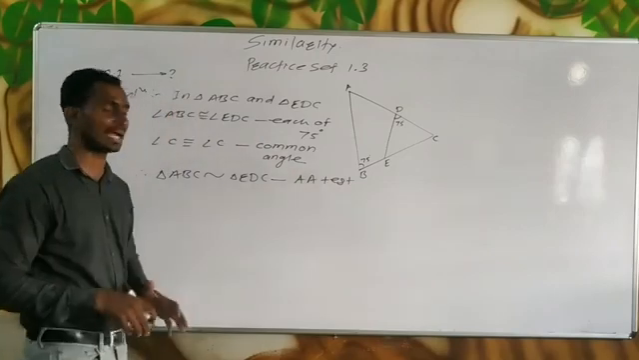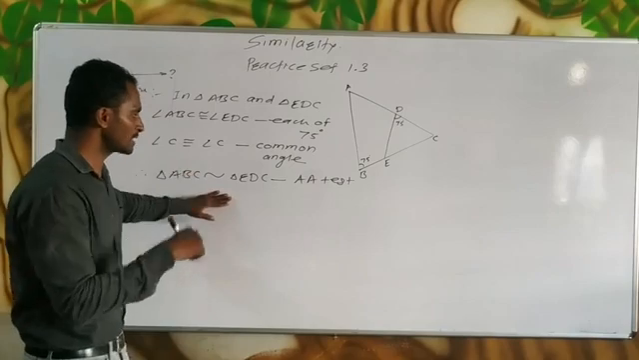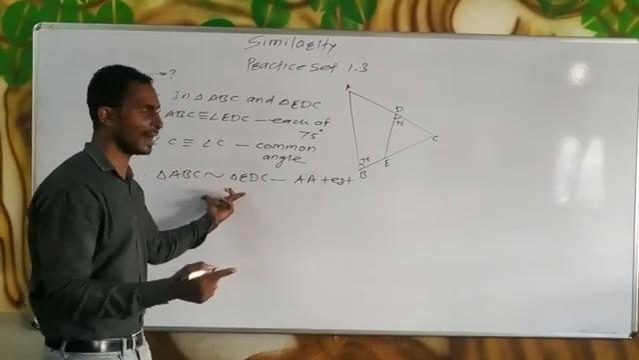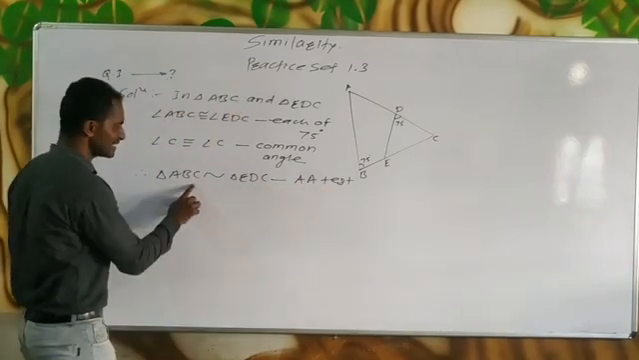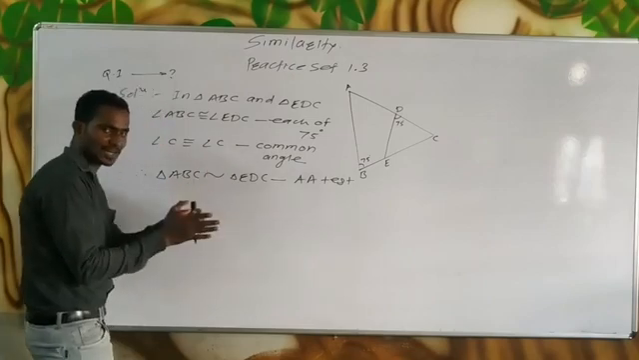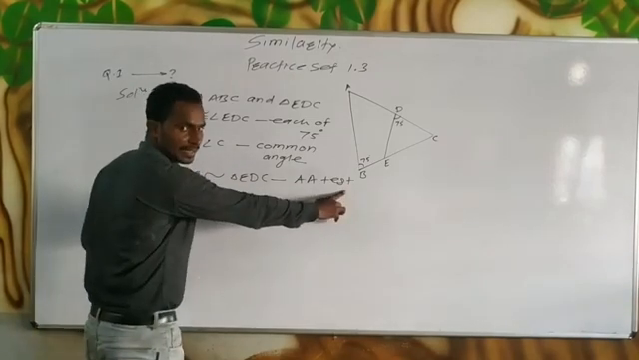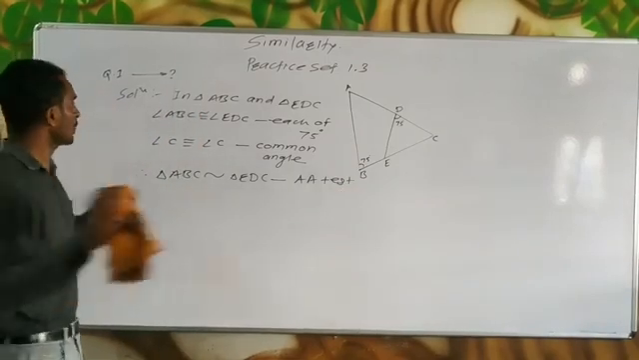So in the question it is asked to prove which two triangles are similar to each other, then write the proper one-to-one correspondence between the vertices, and after that mention by which test they are similar. So here ABC and EDC, this is the proper correspondence between the vertices. These two triangles are similar by the AA test. That's it. So this is your question number one. Now the problem number two.